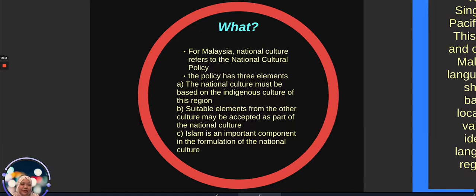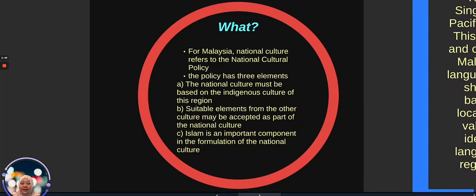So basically, to sum up, this national cultural policy has 2 functions. Number 1, it is a guide when you do cultural development. So you use the national cultural policy as a guide. And number 2, this national cultural policy is to ensure harmony as well as peaceful life in the country. So those are the 2 main functions of the national cultural policy.